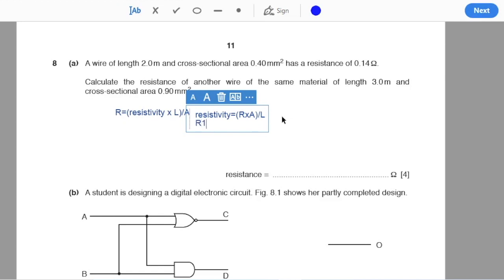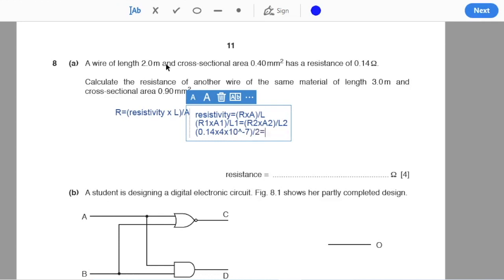Resistance 1 multiplied by area 1 divided by length 1 is equal to resistance 2 into area 2 divided by length 2. So our resistance 1 is 0.14 ohms from here. So 0.14 ohms multiplied by our first area, which was 0.4 millimeters square. Now we have to convert this millimeter square to meter square, and that will become 4 into 10 to the power negative 7. We'll divide all this by our first length, which is 2 meters.